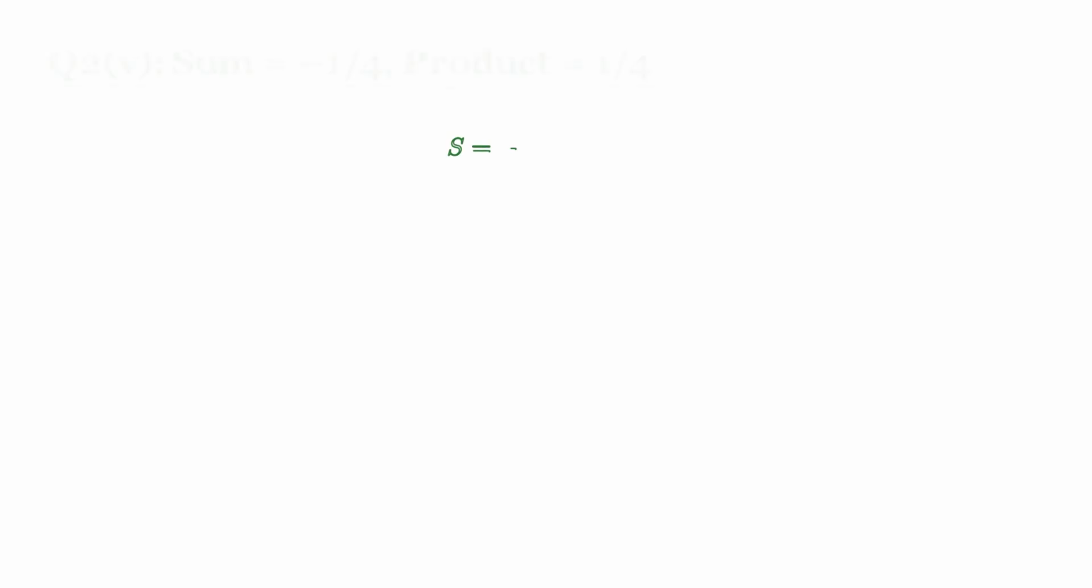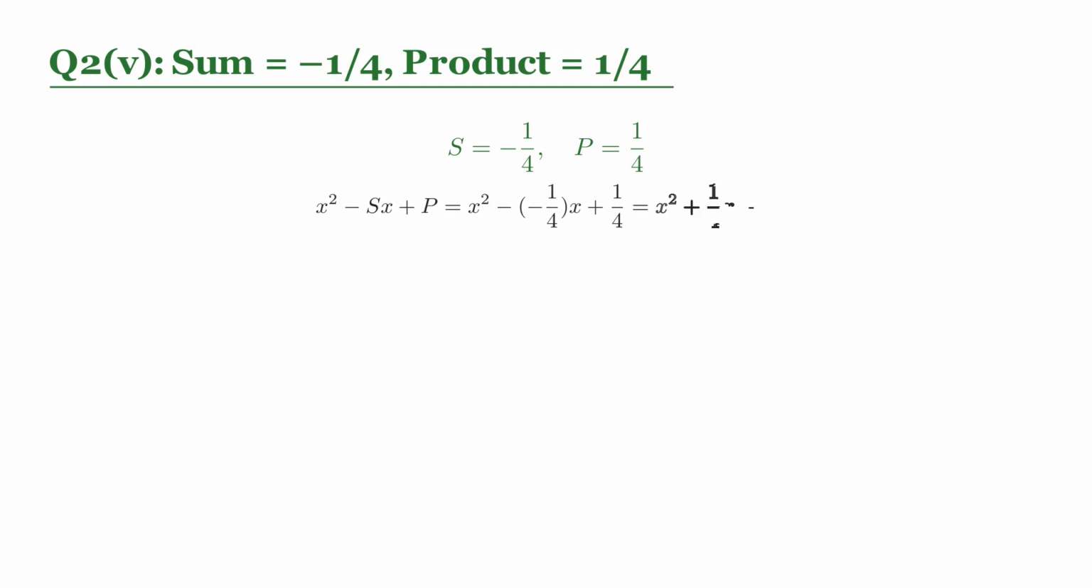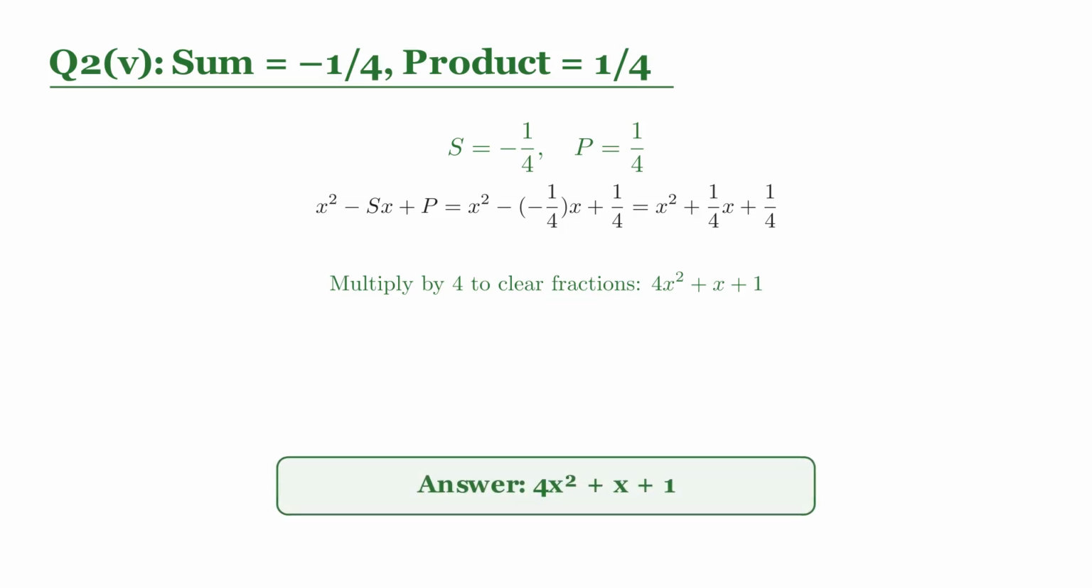Question 2, Part 5. Sum equals negative 1/4, product equals 1/4. Apply the formula x squared minus sx plus p. Substitute s and p: x squared minus negative 1/4 x plus 1/4 equals x squared plus 1/4 x plus 1/4. Multiply by 4 to clear the fraction. 4x squared plus x plus 1. The final answer is 4x squared plus x plus 1.